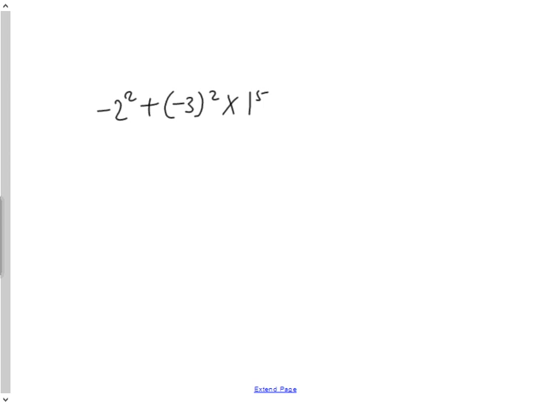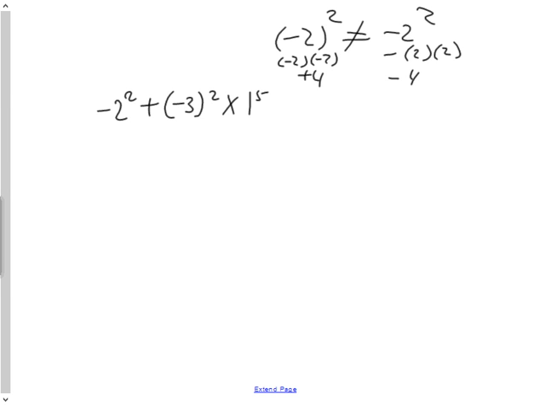Next question is a BEDMAS with three exponential forms. Now remember, the key here is this point, and I can't stress this enough. These two things are not the same thing. Negative 2 squared means negative 2 multiplied by itself twice, for positive 4, and this means the opposite of 2 squared, which is the opposite of 4, which is negative 4.